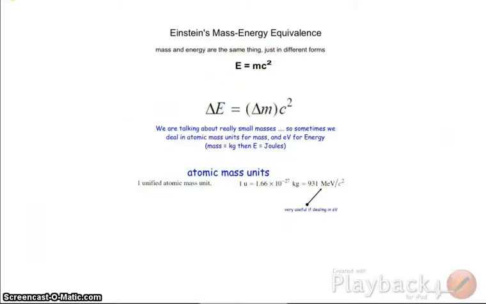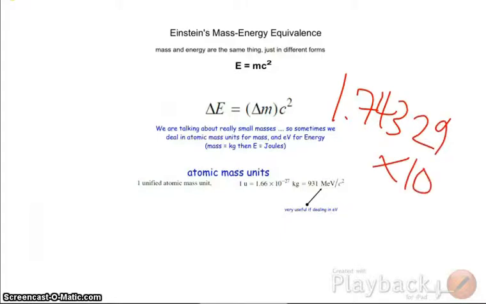Now your reference table has change in E equals change in m times c squared, which basically means that how much your mass changes determines how much energy is released. Now when we're dealing with this, and especially in nuclear physics, we deal with these really small masses. So these really small masses are kind of icky for numbers. You get some really tiny number like 1.74329 times 10 to the negative 31st or something like that. That's a really small number. Not very much fun to deal with.